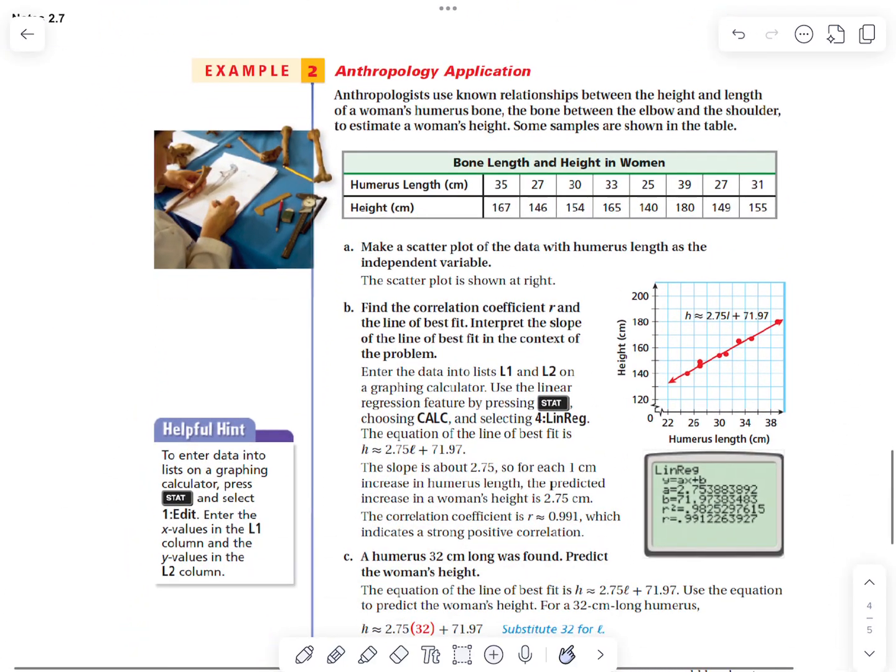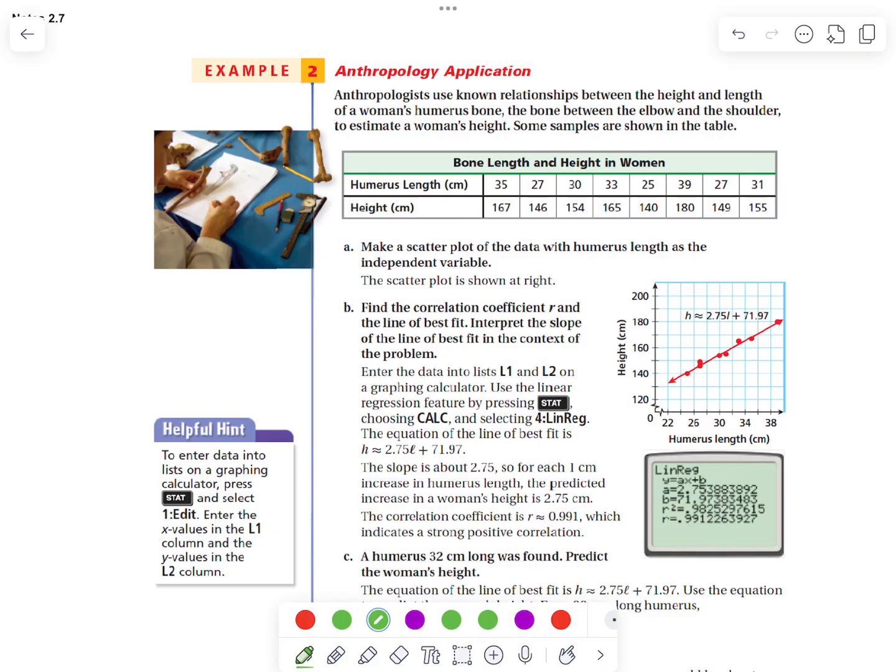All right, here's example number 2. This is kind of running through with the graphing calculator. Anthropologists use known relationships between the height and length of a woman's humerus bone, the bone between the elbow and the shoulder, to estimate a woman's height. There are some samples shown in the table, the bone length and the height of a woman. When we type this into the graphing calculator, this would be list 1, and then this would be list 2.